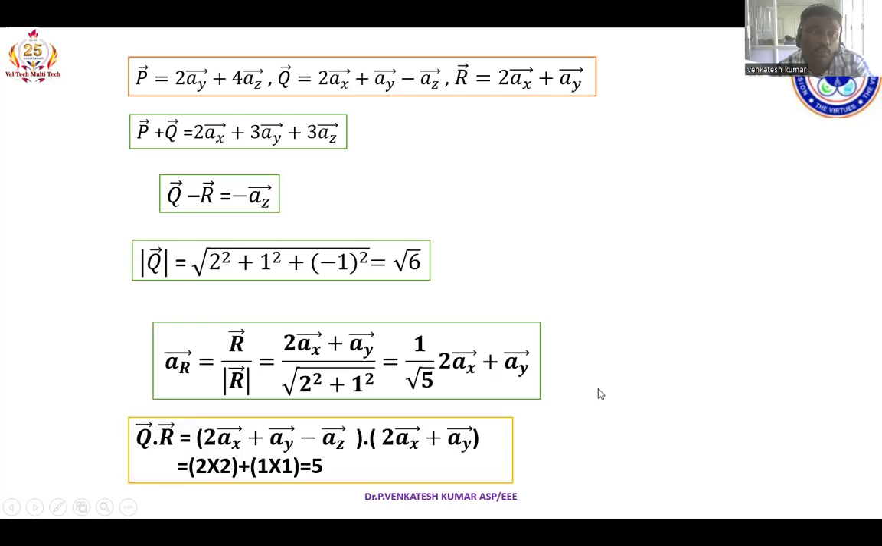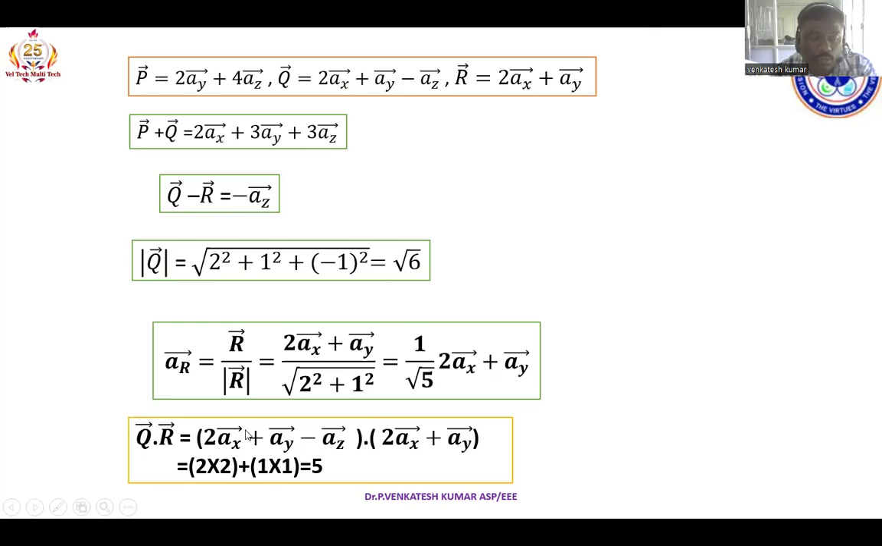Okay, next the fifth subdivision is the dot product. Dot product, that is the scalar product: Q vector dot R vector. Our Q vector is 2ax plus ay minus az, and R is 2ax plus ay.